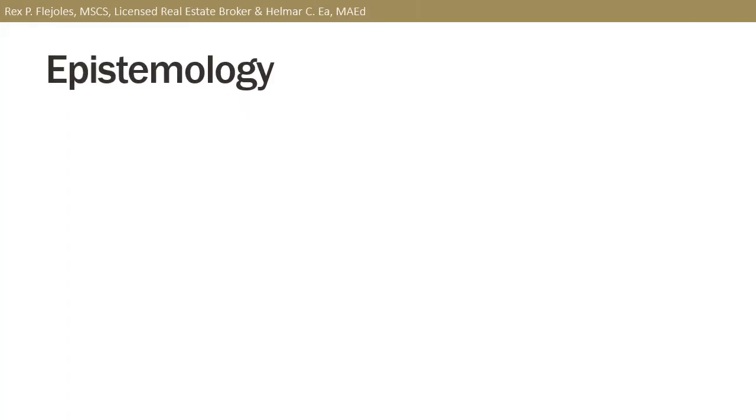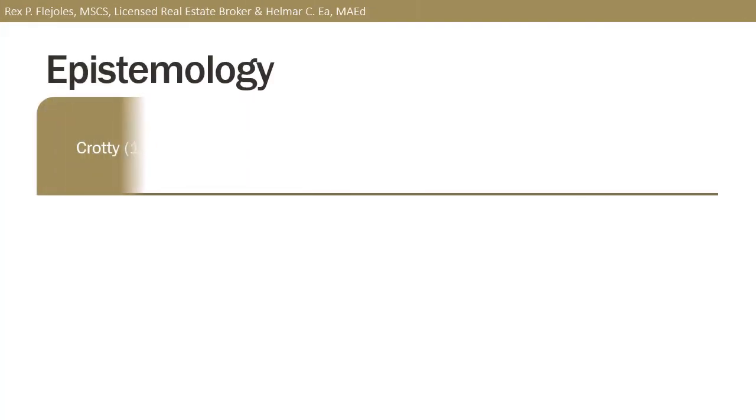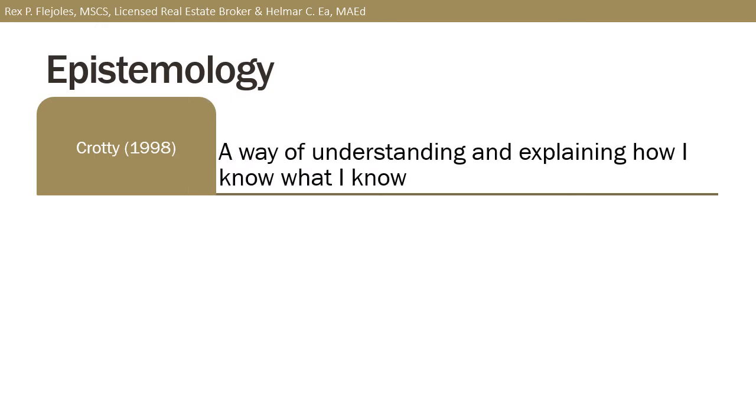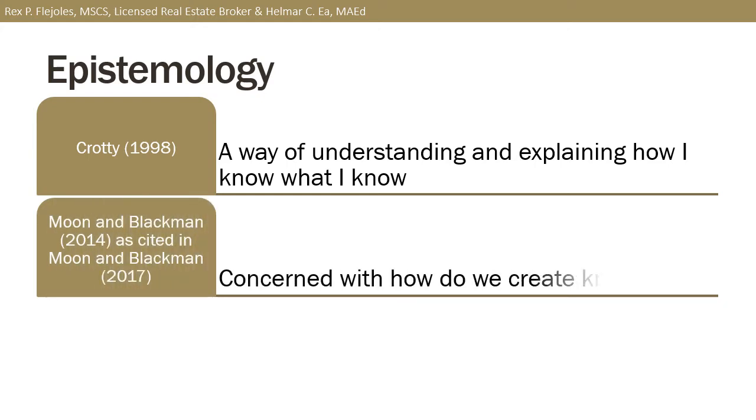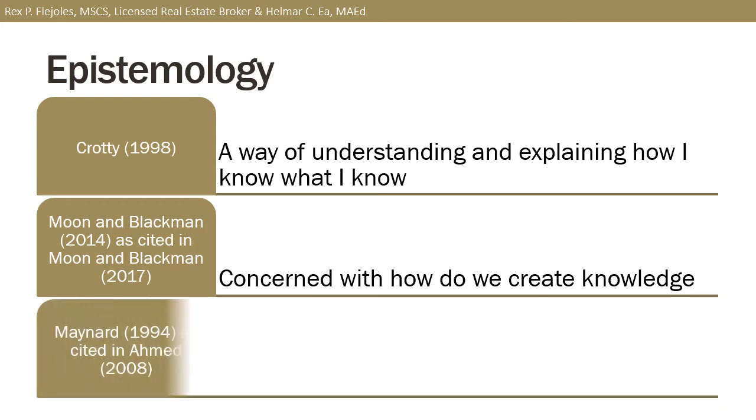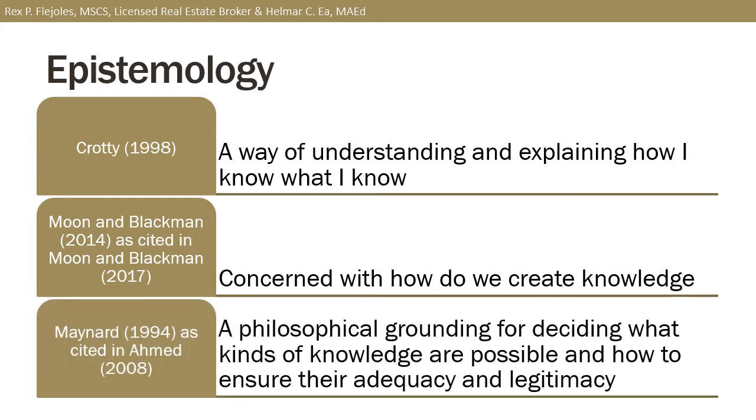Another item in the theoretical framework is the epistemology. Crotty defines it as a way of understanding and explaining how I know what I know. For Moon and Blackman, it is the second branch, which is concerned with how we create knowledge. Maynard clarifies it as a philosophical grounding for deciding what kinds of knowledge are possible and how to ensure their adequacy and legitimacy.